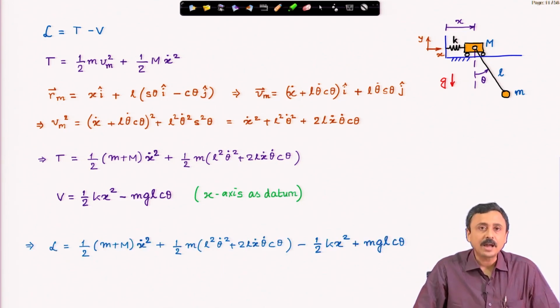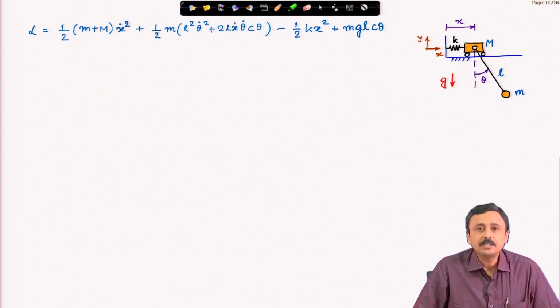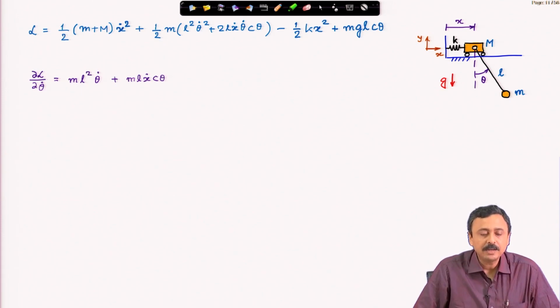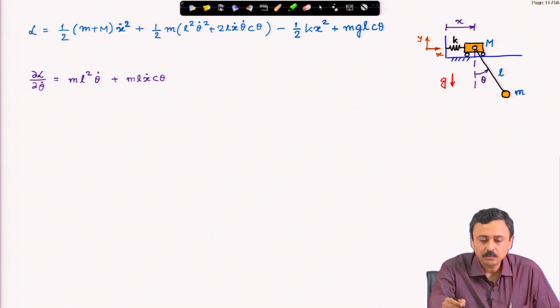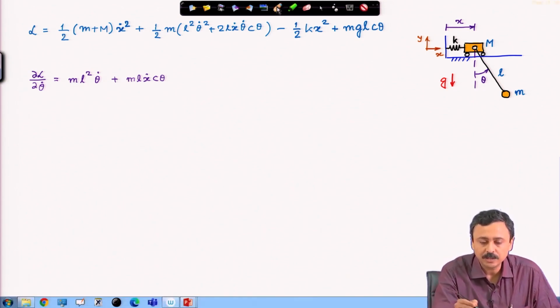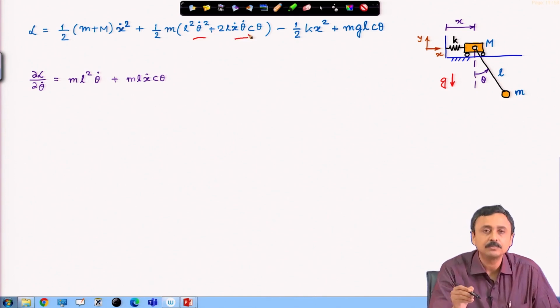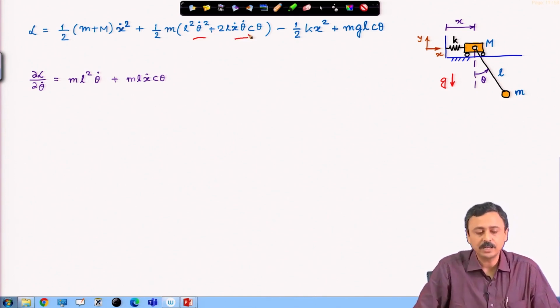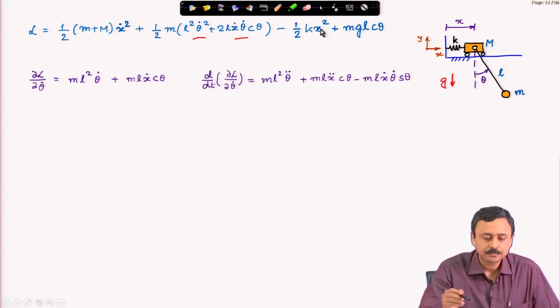Now, the Lagrangian is the kinetic energy of the system minus the potential energy of the system. Here you have to be careful about the sign. With this Lagrangian and our equation of motion that we have already written, we have to find del L del theta dot. We now have two terms which involve theta dot. This is one term and this is one term. Therefore, we get two terms in del L del theta dot, and then d/dt of del L del theta dot.